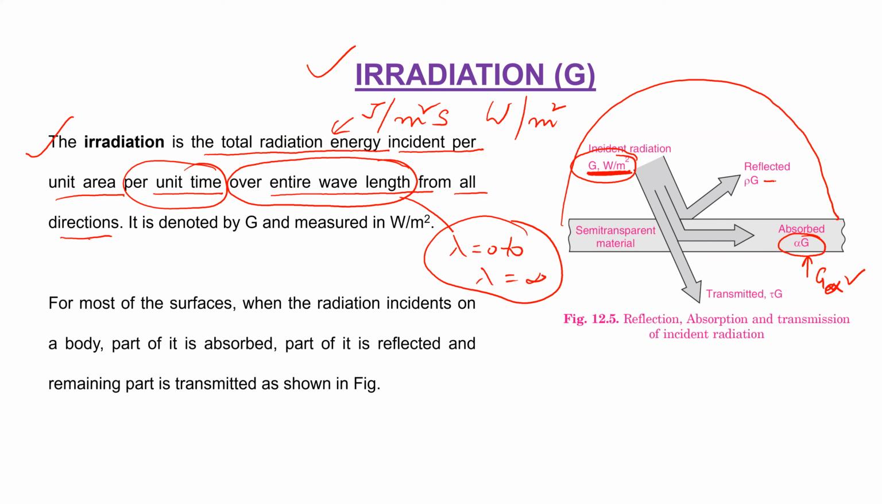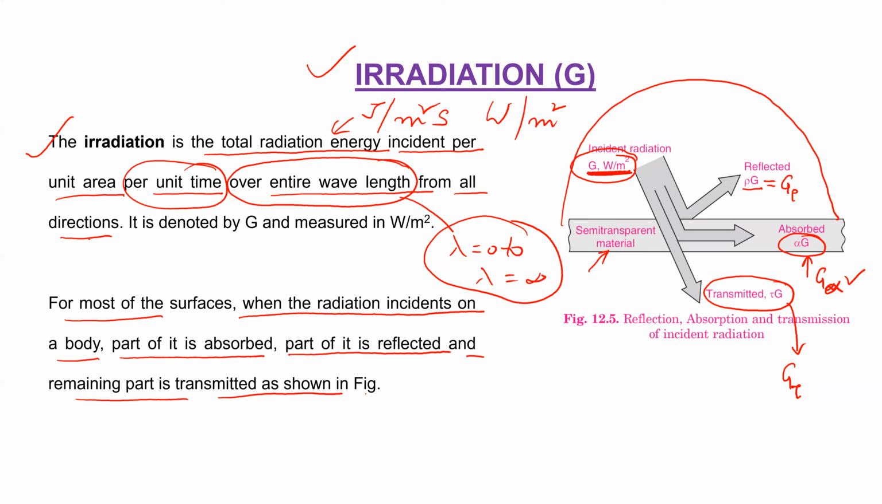and the part which is reflected is given the name G rho. It is given by rho times G, and the part which is transmitted is given by tau into G, and it can also be written as G tau. And it is a semi-transparent material. That means it will absorb a certain amount of the energy, transmit a certain amount of the energy, and it will also reflect. So for most surfaces, when radiation is incident on a body, part of it is absorbed, part of it is reflected, and the remaining part is transmitted, as shown in the diagram.